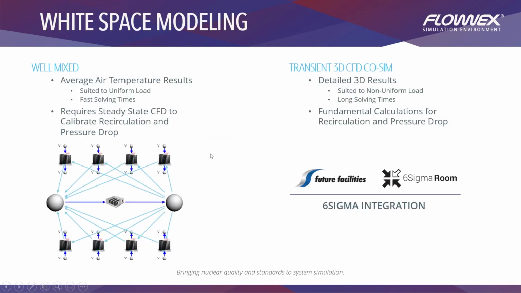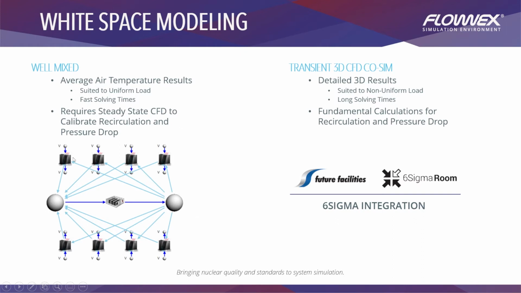The next area that we'll look at is the white space. So here we have two major approaches. The first is a well-mixed approach, where we assume that the temperature in the hot aisle and the cold aisle are uniform. So this essentially means that all of the cold air volume is at a single temperature and all of the hot air volume is at a single temperature. This essentially reduces the hot aisle and cold aisle into a single node.